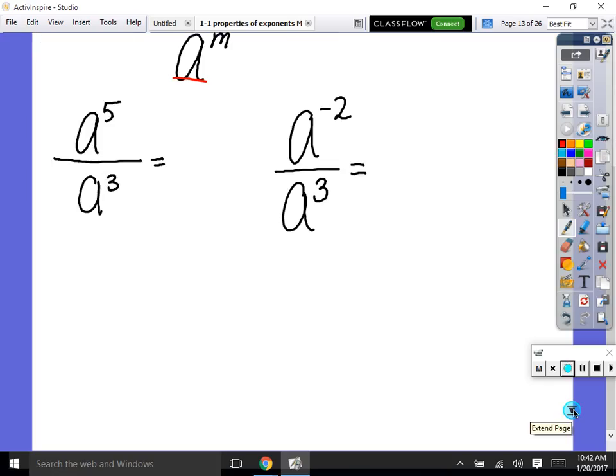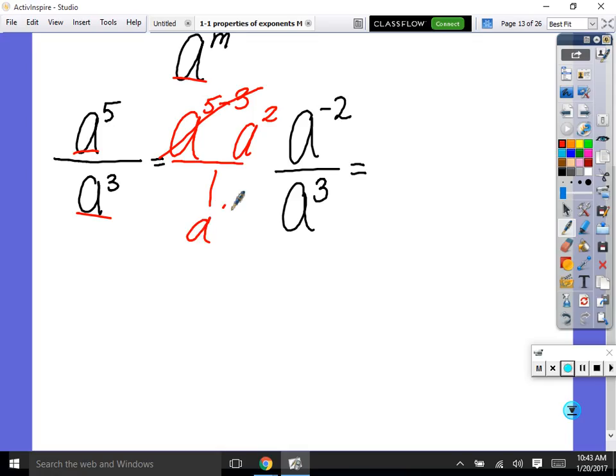a to the 5th divided by a to the 3rd. Are we dividing the same base? Yes. So we subtract our exponents, the top from the bottom. You always put the base on top. So look, a, and then we take our 5 minus 3, which is 2. So on top we have a to the 2nd power. Because we have a to the 2nd power divided by 1 technically, we could just write a to the 2nd. Does that make sense, everybody?